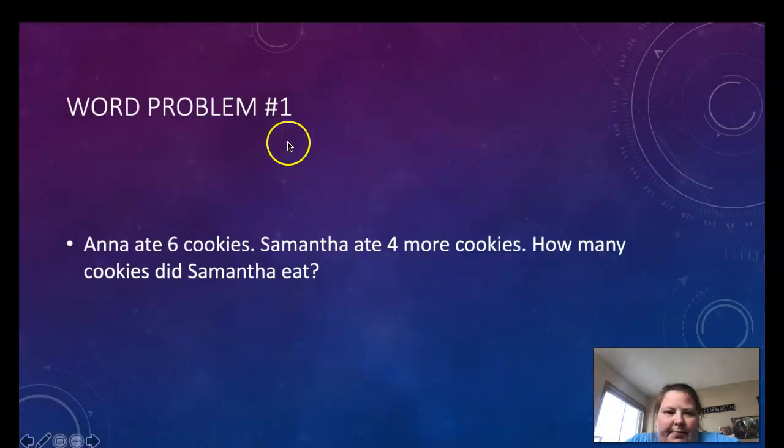So let's start with number 1. Word problem number 1. Anna ate 6 cookies. Samantha ate 4 more cookies. How many cookies did Samantha eat?